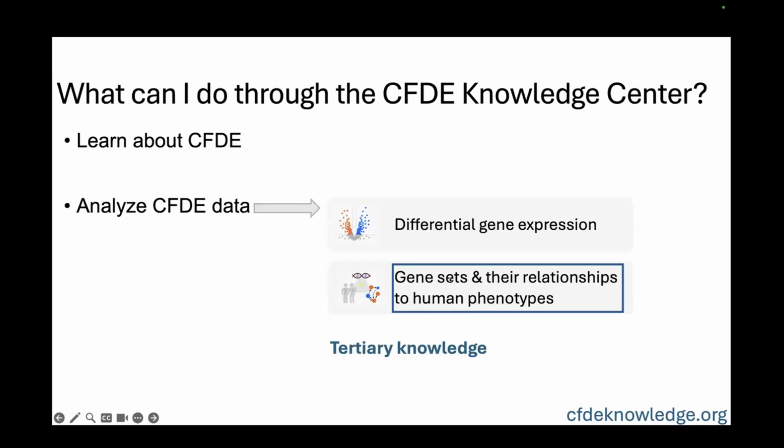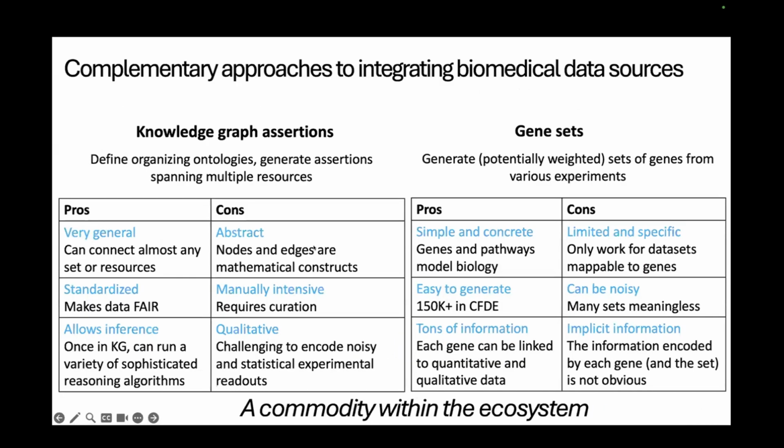Now, this is another tertiary knowledge example that we have. This is looking at sets of genes and their relationships to human phenotypes, pathways, and mechanisms. And this is a really unique novel analysis that Jason Flannick on our team, one of our panelists who's going to be talking soon, is going to go into in more detail.